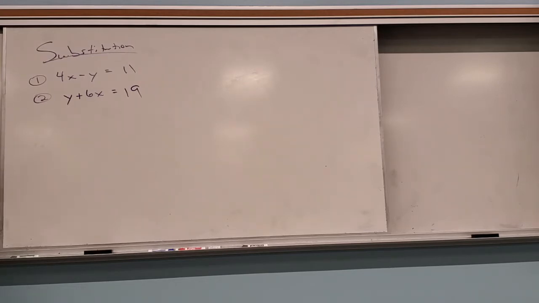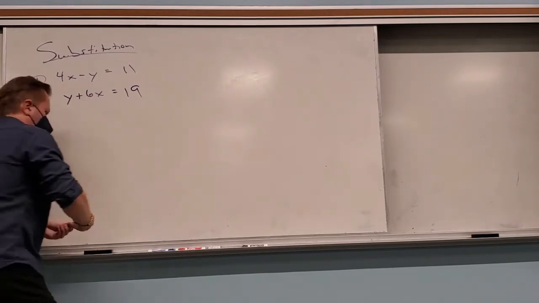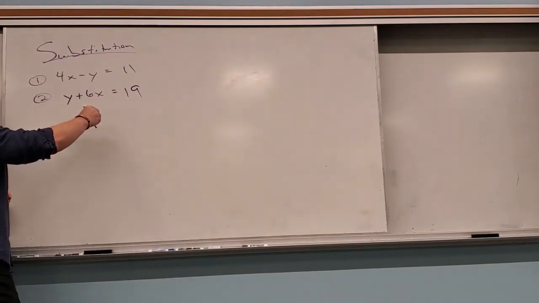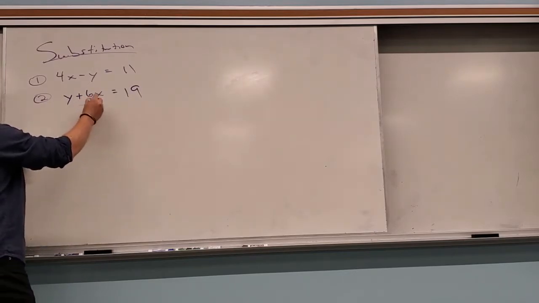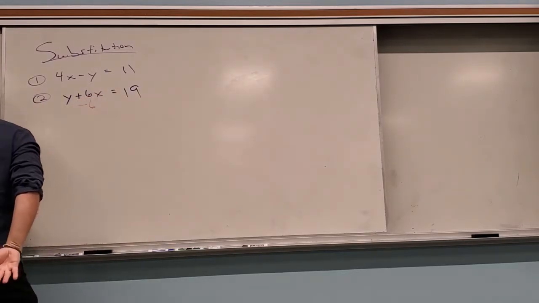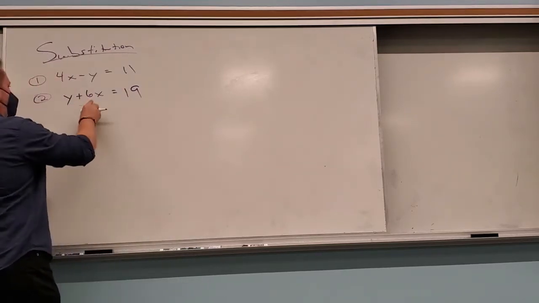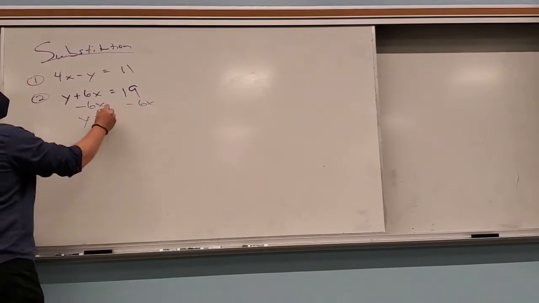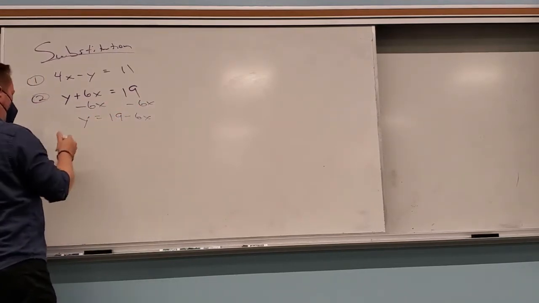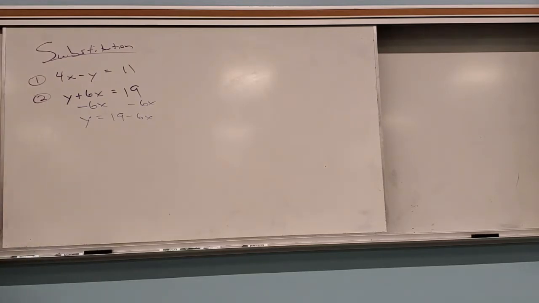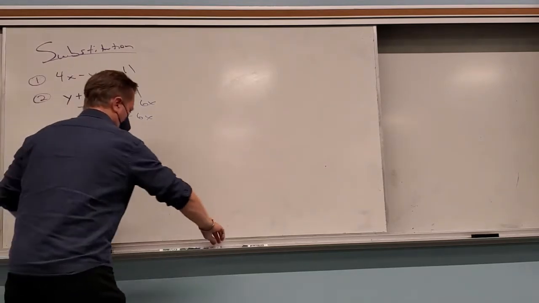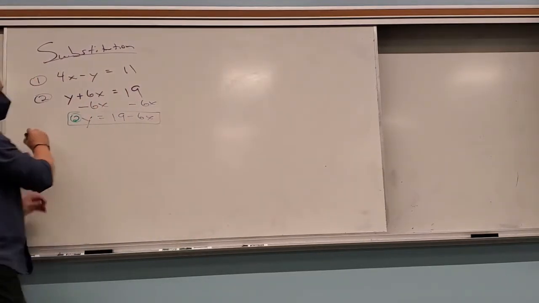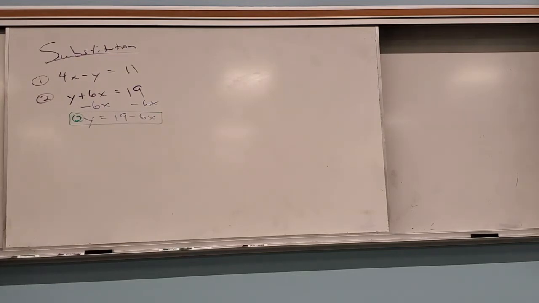Number 2. Okay, cool. How do I solve number 2 for y? y equals 19 minus 6. Subtract. Subtract 6x. So I get y equals 19 minus 6x. Is that cool? So this is the new equation 2. Same equation, just rewritten.